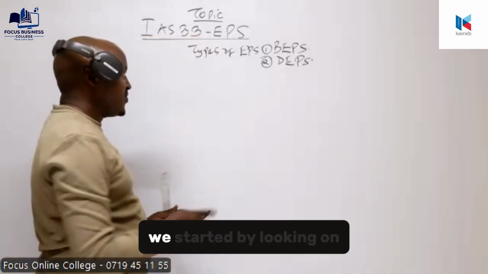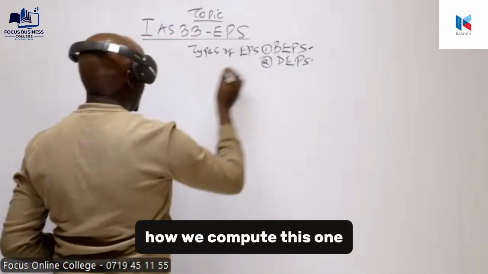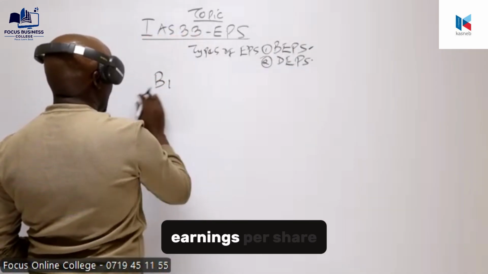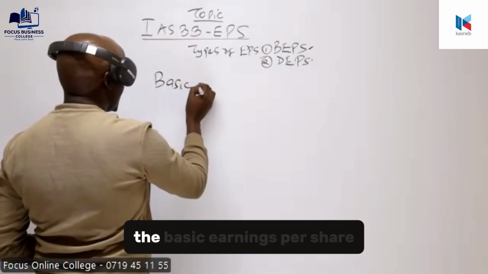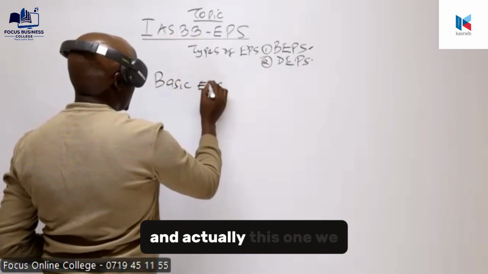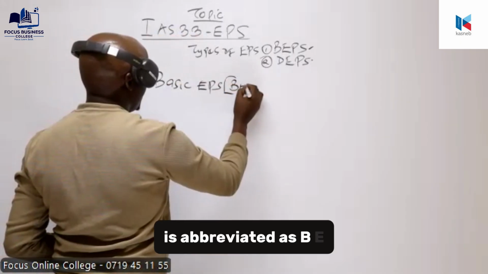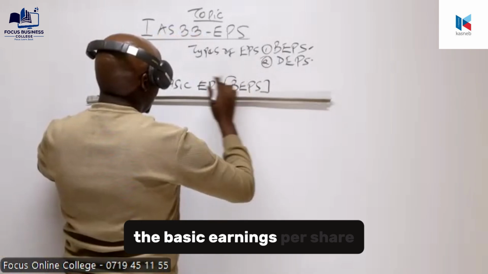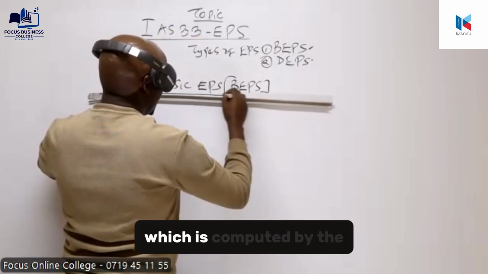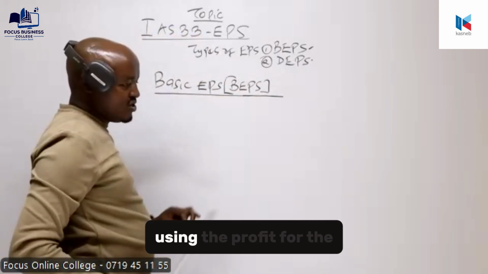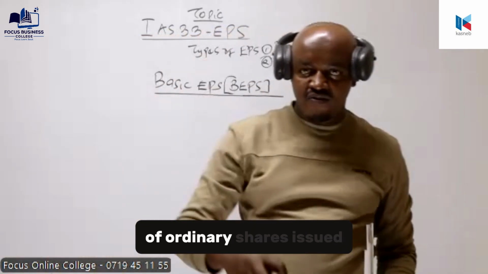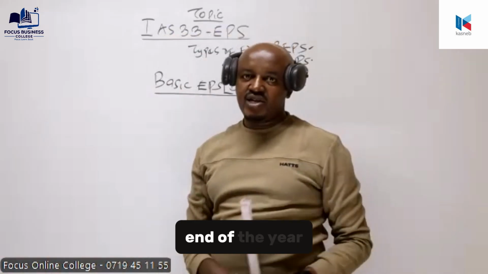Then from there, we started by looking at how we compute this. That is the first type of earnings per share, and that is the basic earnings per share. The basic earnings per share, and actually this one we said is abbreviated as BEPS. So BEPS, or the basic earnings per share, we said is an earnings per share which is computed by the listed companies using the profit for the current year and also using the number of ordinary shares issued and fully paid at the end of the year.